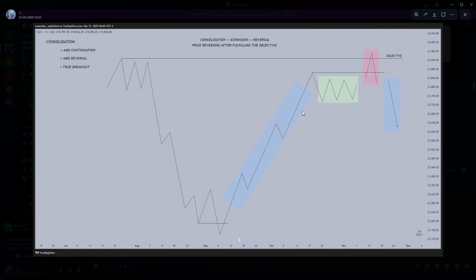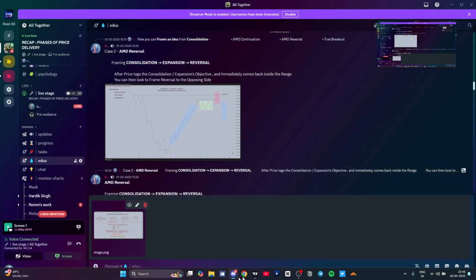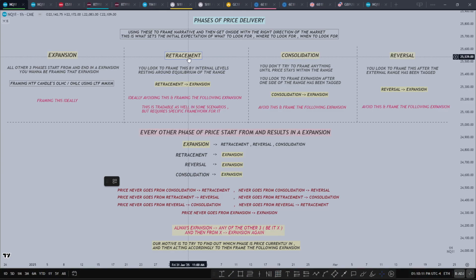Now this is also the same: consolidation tags one end, you then look to frame this resultant expansion, avoid this other phase, participate in the resultant expansion. So this is done, this is done, avoiding this, framing the following expansion.